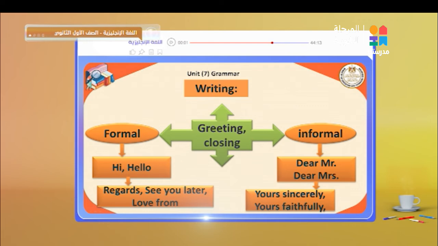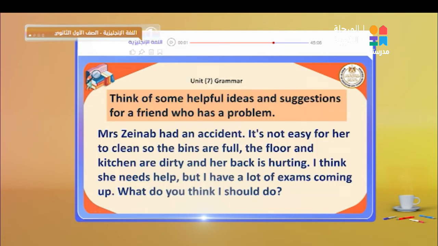It could be informal, so we can say to our friends hi or hello, and when we end the email, regards from, see you later, or love from. But when we talk to our boss, our teacher, someone who is not familiar to us, we say dear Mr. or dear Mrs. and we end with yours sincerely or yours faithfully. This is the greeting and the closing of a formal and informal letter. So for you to write an email to ask someone or to give someone advice about a problem.